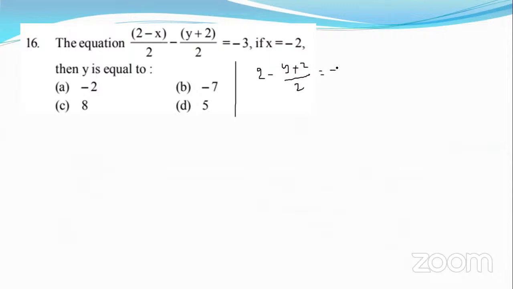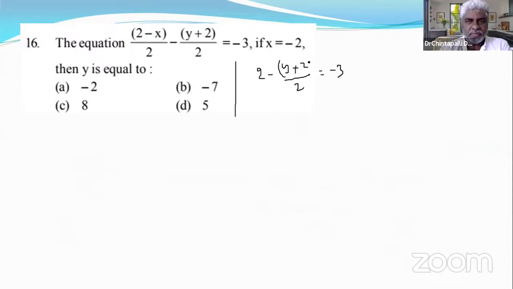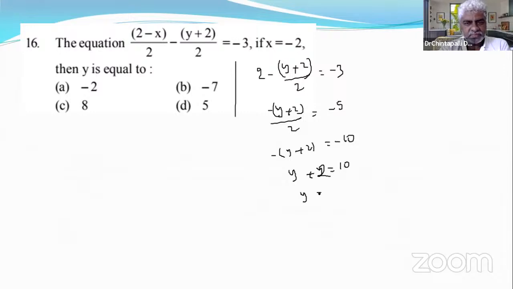Now, negative (y plus 2)/2 is equal to negative 5. Negative (y plus 2) is equal to negative 10. Cancelling negative on both sides, y plus 2 is equal to 10. Very good. You are right. Your calculating speed is very good. Option A. Yes.